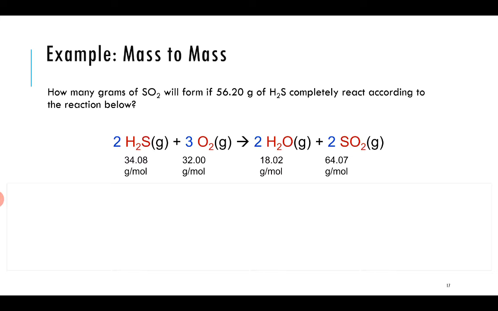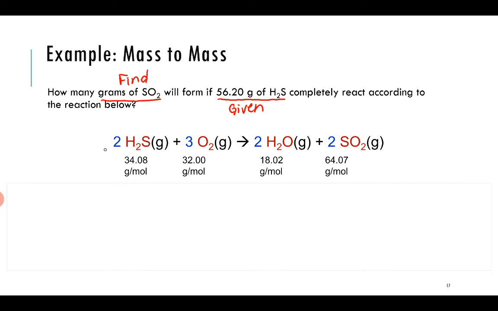Here's an example of that process. It reads, how many grams of SO2 will form if 56.20 grams of H2S completely react according to the reaction below? So we are trying to find grams of SO2, and that's given this many grams.